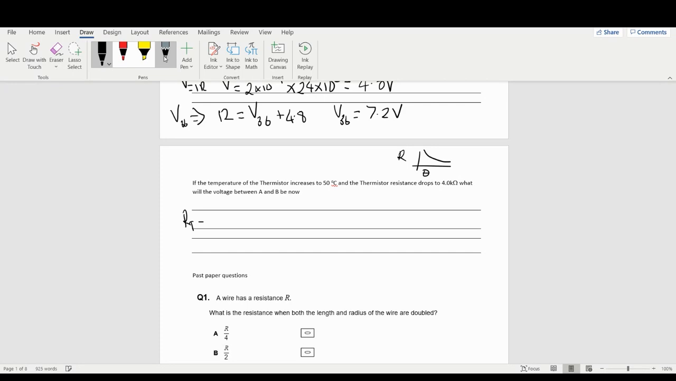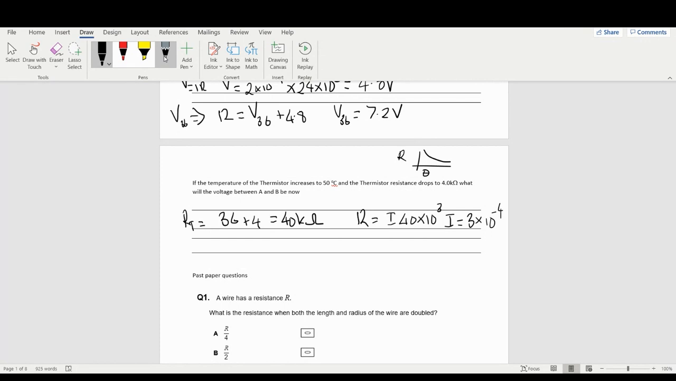So my total resistance is going to be 36 plus 4, which is going to be 40 kiloohms. Okay, so my voltage is still going to be 12. It's the same battery. So I is going to be 12 divided by 40 times 10 to the 3. So the current is going to be much bigger this time. It's going to be 3 times 10 to the minus 4.